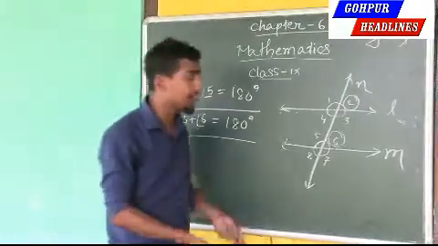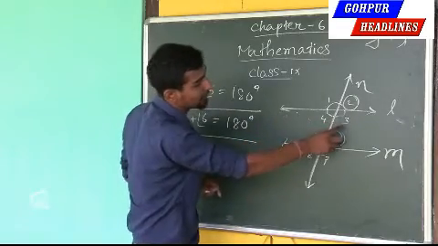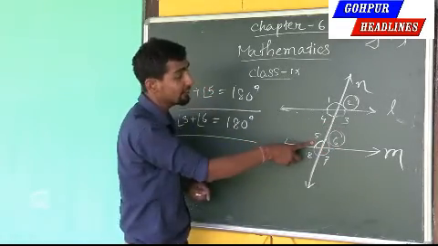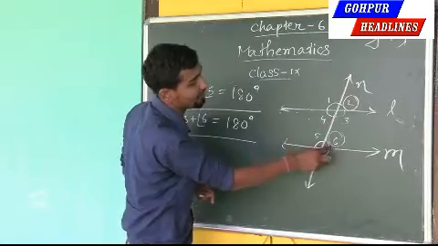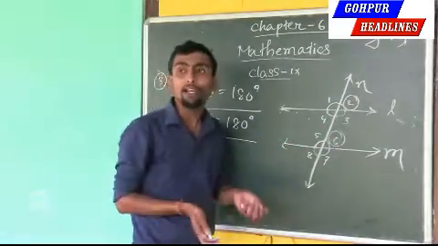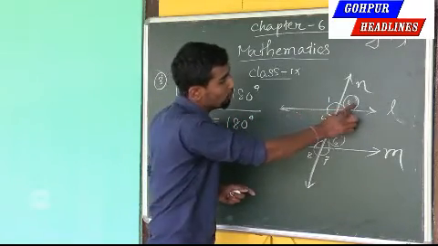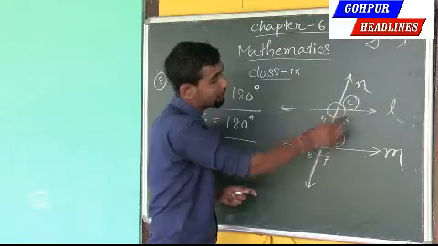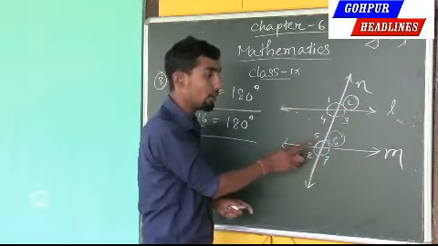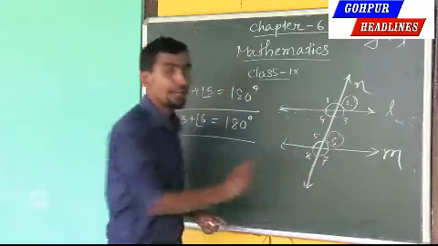Condition number 1 is that the alternate interior angles are equal. That means angle 3 and angle 5 are equal, angle 4 and angle 6 are equal. And again corresponding angles are equal when the lines are parallel: angle 2 is equal to angle 6, angle 1 is equal to angle 5, angle 4 is equal to angle 8, and angle 3 is equal to angle 7.